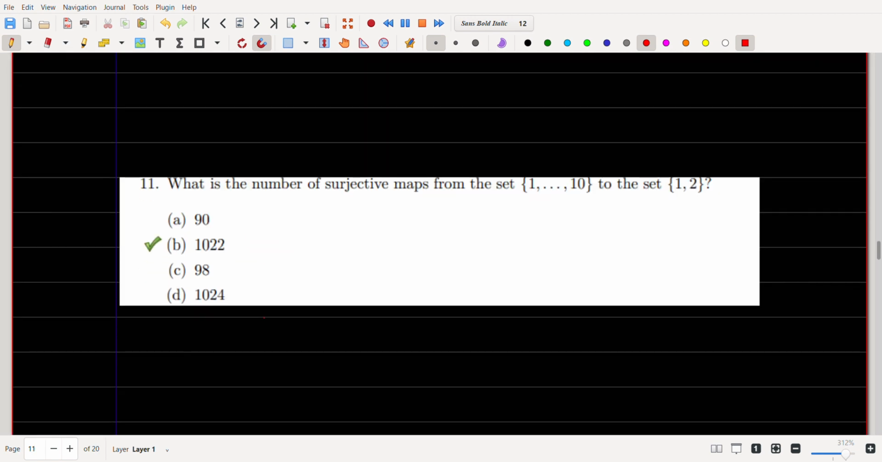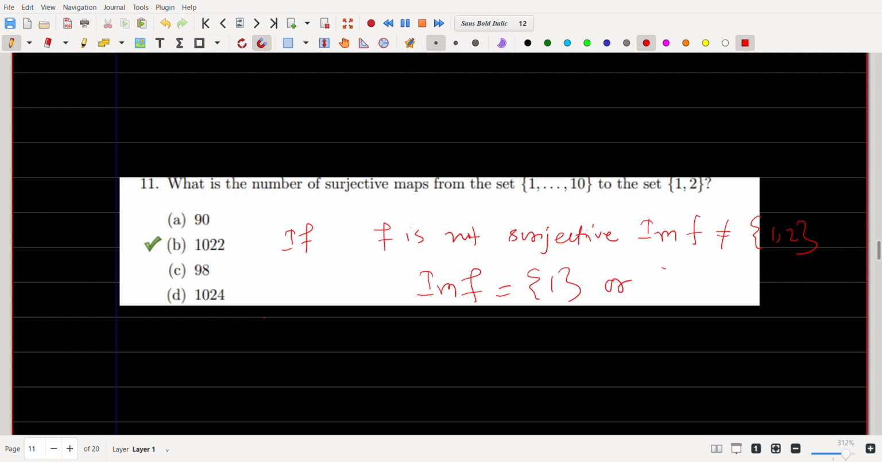Okay, so that's very nice. Now come to problem number 11. What is the number of surjective maps from this 10-point set to a 2-point set? So if a map f is not surjective, what does it mean? That means the image of f is not equal to the 2-point set. That means the image of f equals singleton 1 or singleton 2. That means f is ultimately constant. This will imply f is constant.